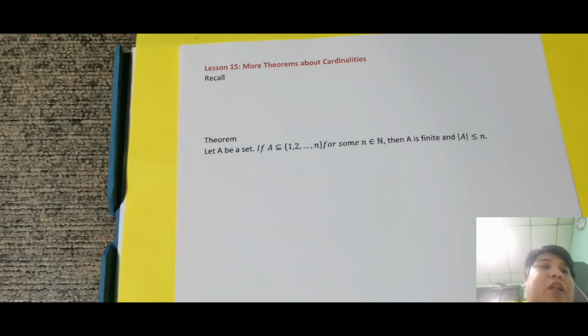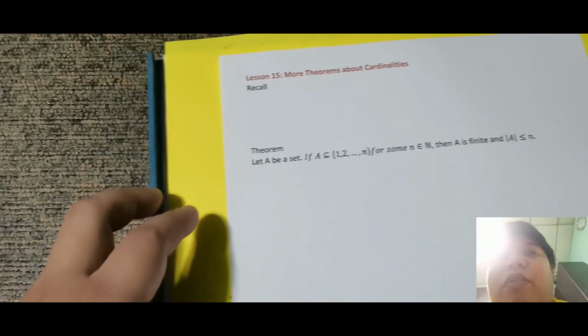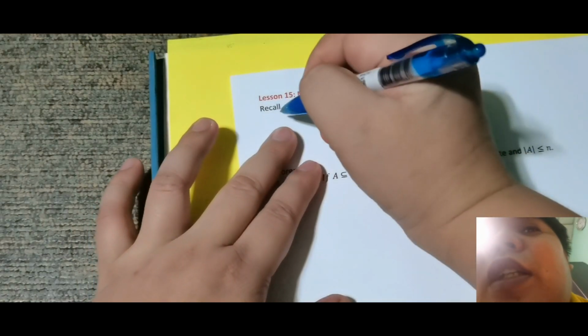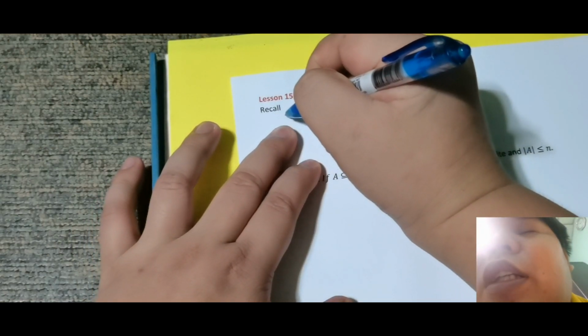Ito na yung lesson 15 sa ating set theory. So this is all about more theorems about cardinalities. This is just a continuation ng ating lesson 14. Okay, so recall that sinabi ko na rin meron kang A and B. Kunyari meron kang A, B sets, A and B na sets.